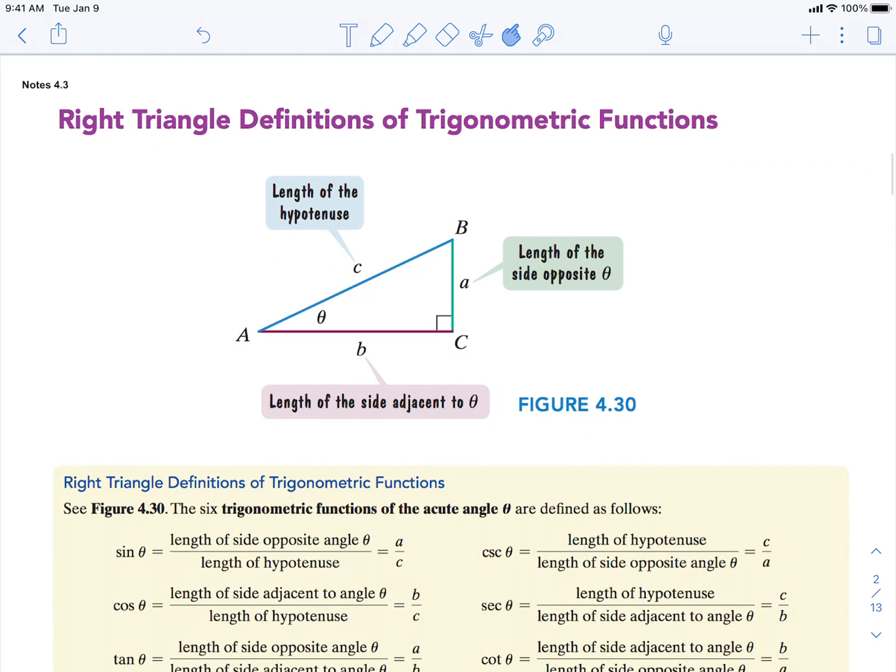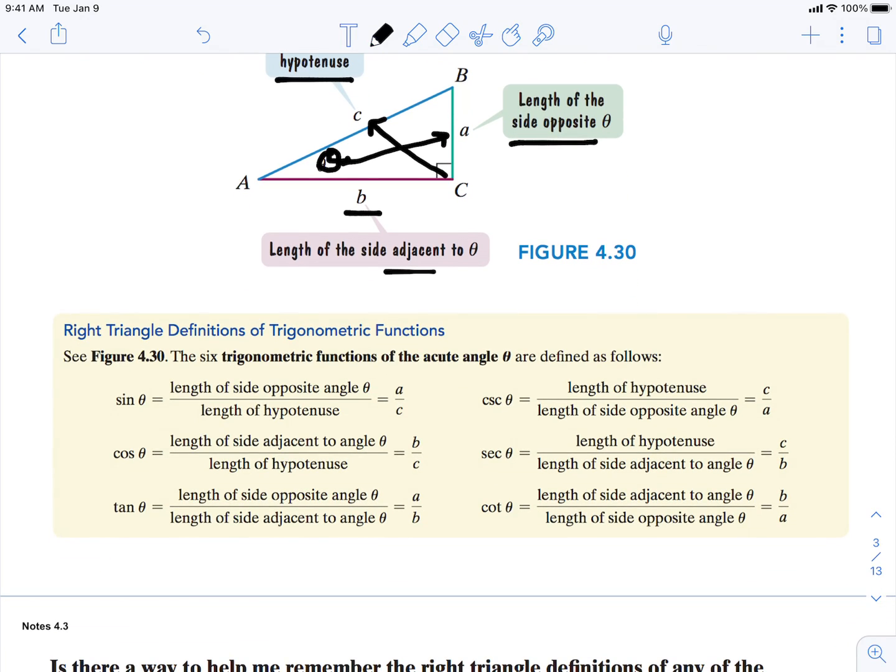So, right triangle trig definitions. Here's a right triangle, and you have your angle theta. Opposite that side is called opposite. Opposite the right angle is called the hypotenuse. And then the length of side adjacent is side B. So below are the 6 definitions of our trig functions with that acute angle theta.